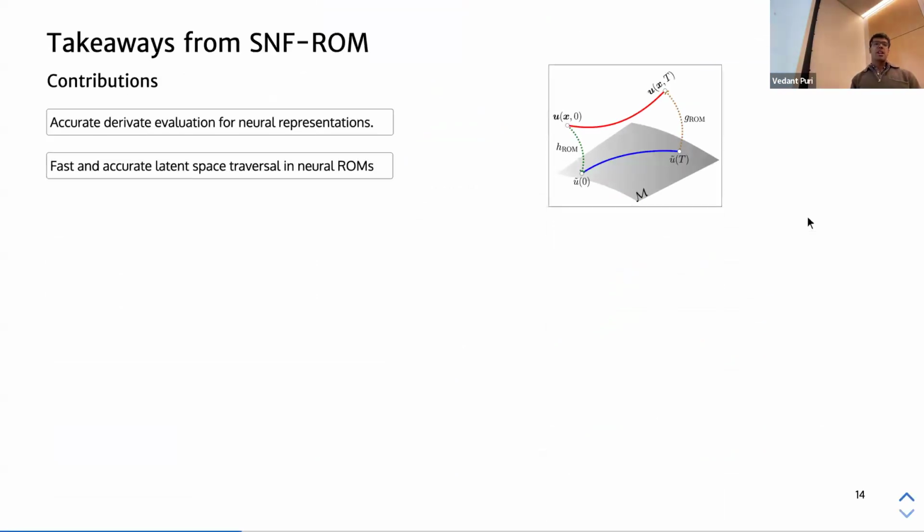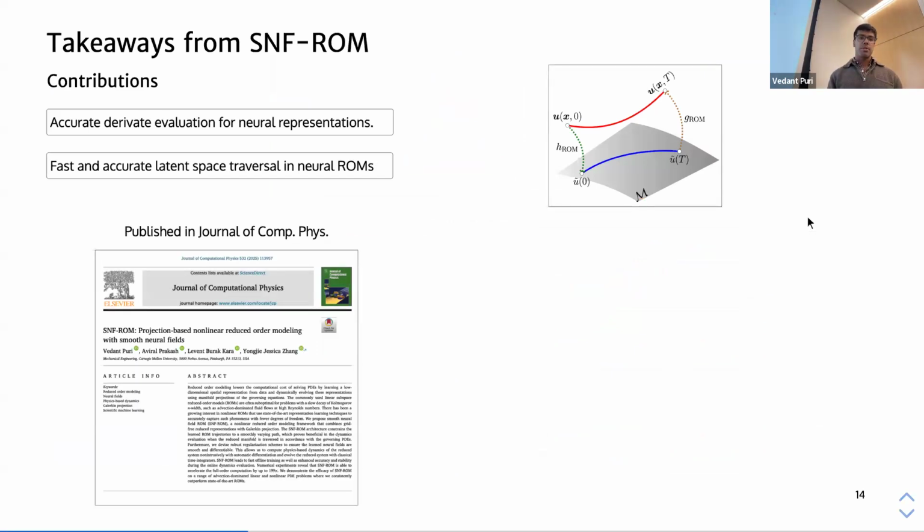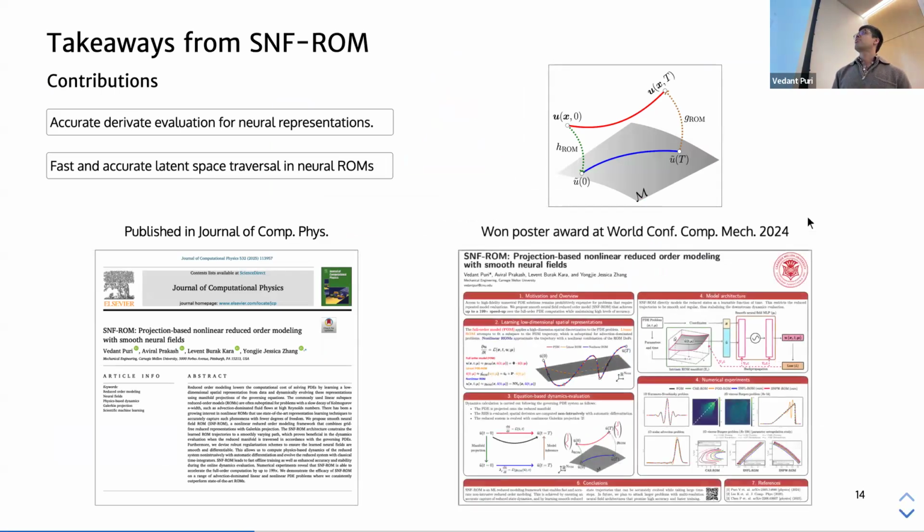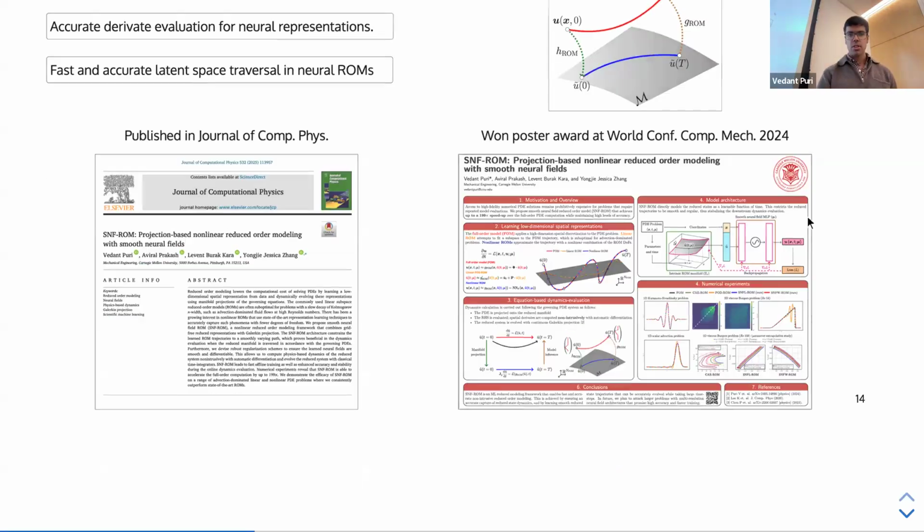Awesome. So to summarize the reduced order modeling project, we have proposed methods for accurate derivative evaluation of neural signal representations, and we have proposed a method for fast and accurate latent space traversal for neural reduced order models. This work was published in the Journal of Computational Physics in 2025. And we also won a poster award at the World Conference of Computational Mechanics for this project in 2024.